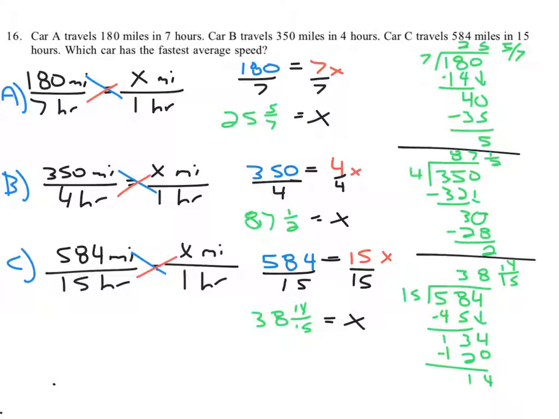Which is the fastest car? Well, you can see that car A is going between 25 and 26 miles an hour. Car B is going between 87 and 88 miles per hour. Car C is going between 38 and 39 miles an hour. Clearly, it is car B. Okay? Car B.